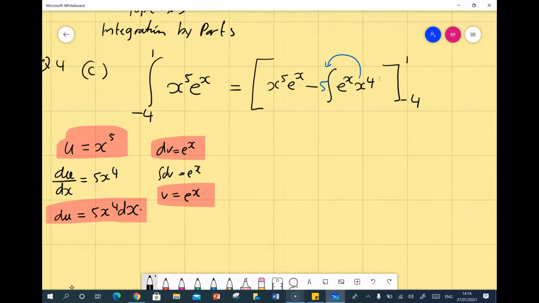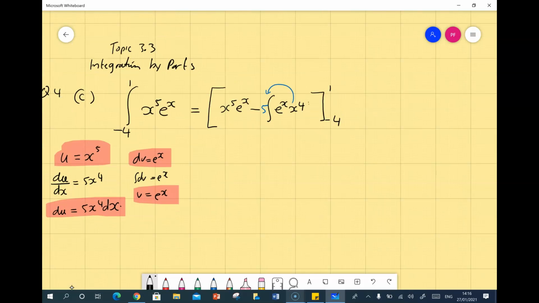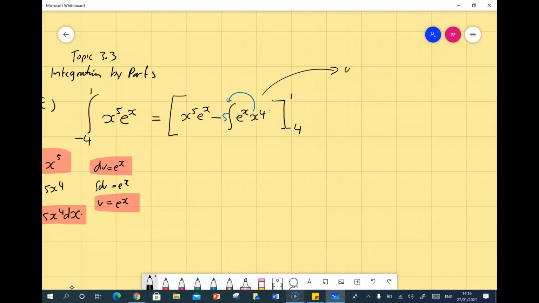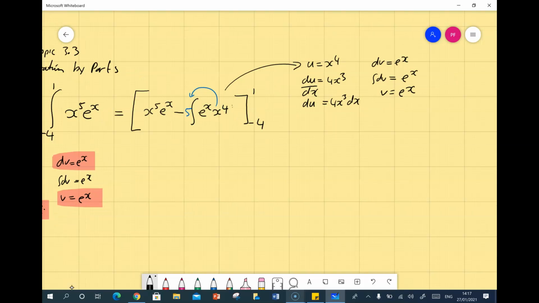Okay. So once again here I have something that I can't integrate, so I'm going to address it. I'll let u equal x to the power of 4, so du dx equals 4x cubed, so du equals 4x cubed dx. dv equals e to the power of x, so the integral of dv is e to the power of x, and v equals e to the power of x. So I've got my four main parts there.